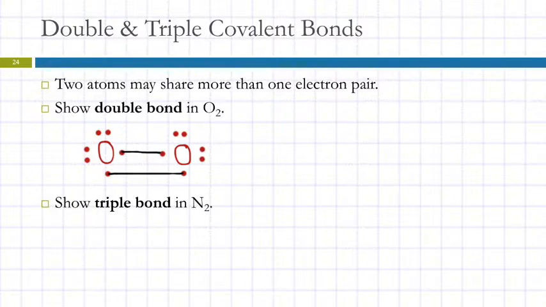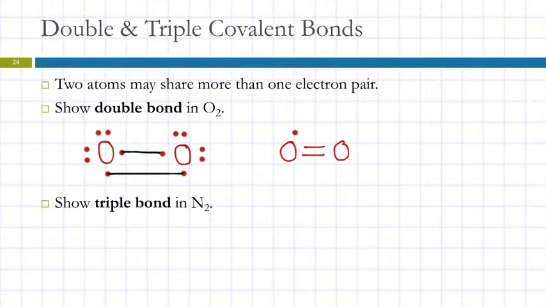So normally we would show that like this, with this double bond. Normally we don't draw the dots at each end of the line. We just draw the line. But we understand that that's a pair of electrons. So if you have trouble with that, go ahead and draw the dots in. I won't laugh at you.